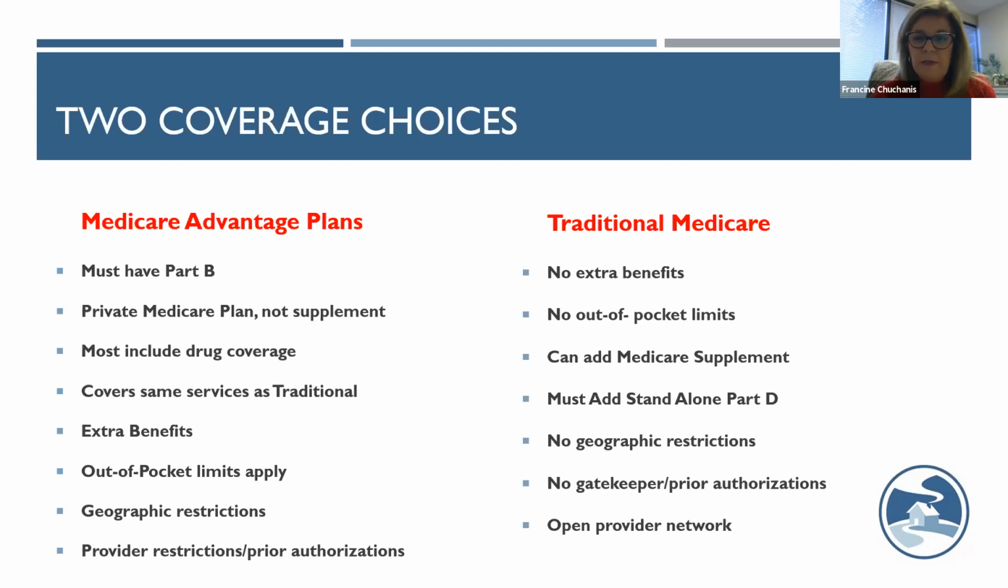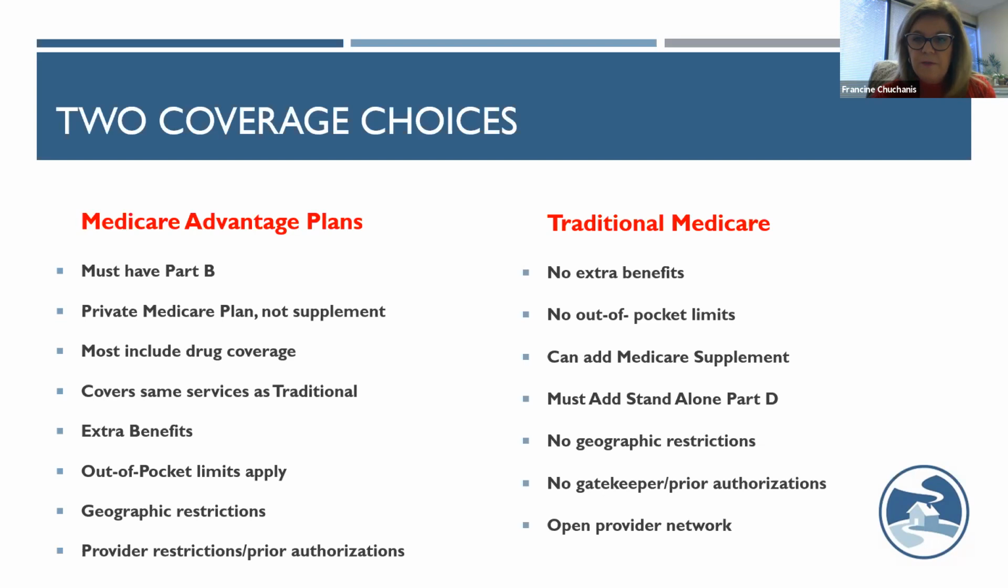So to join a Medicare Advantage plan, somebody has to have Part B. These plans are not supplemental plans. I get people calling me all the time and say, I have a supplemental plan. Well, what is it? Well, I have SummaCare. SummaCare is not a supplemental plan. It is a Medicare Advantage plan. They're private plans that contract with Medicare to provide coverage.